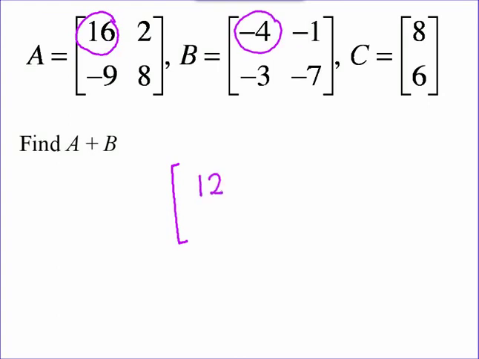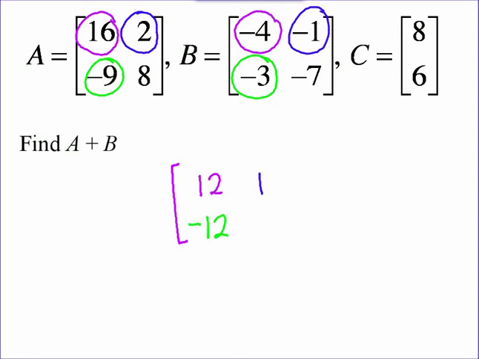12. What's the next logical thing? You're going to add the 2 and -1. What do you get? 1. What's the next logical thing? -9 and, which is? -12. And then last but not least, what are you going to add? 8 and -7 and get 1. That's it. That's all you do. All you do is add the corresponding parts, and that's your final answer.